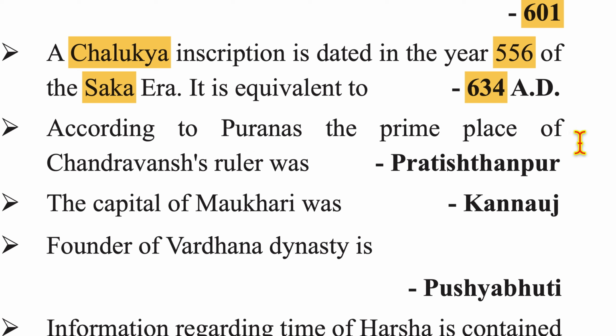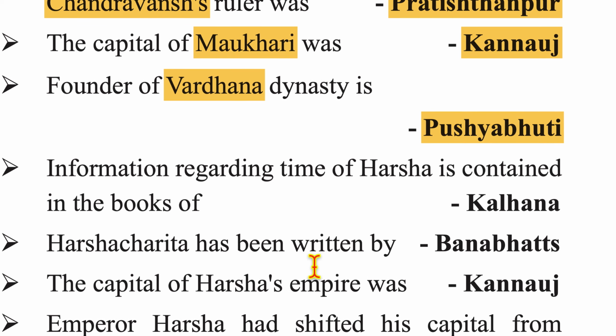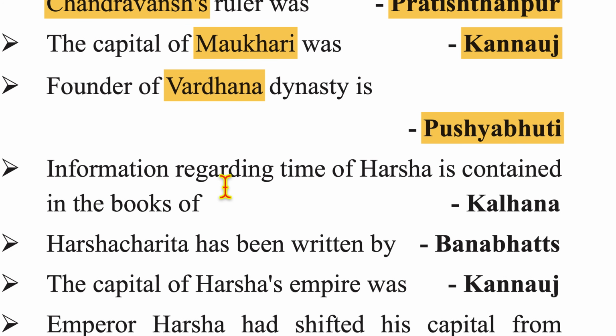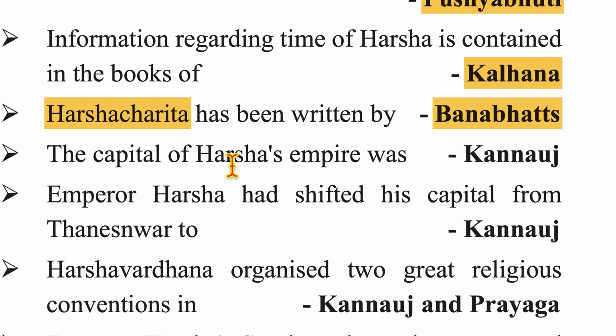According to Purans, the prime phase of Chandravansh ruler was Pratishtanpur. Now, the capital of Mukharis was Kannauj. The founder of Vardhan dynasty is Pushyabhuti. Information regarding time of Harsha is contained in the book of Kalhan. Harshacharita has been written by Banabhatta. The capital of Harsha's empire was Kannauj.